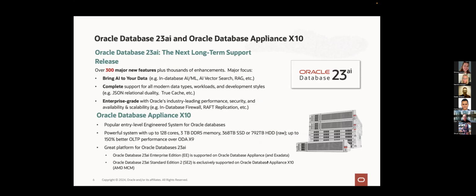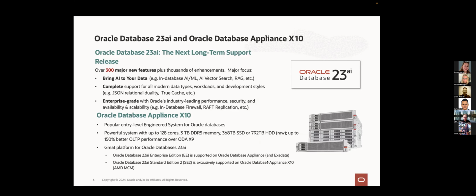Now, the new thing you probably hear a lot about is the Oracle Database version 23 AI. That's the latest Oracle database. What's important is that it's the next long-term support release for the Oracle database. Just like the 19c database, the 23 AI database is designed for long-term support, which means it will be supported for approximately 10 years. So most of our customers from 19c will migrate directly to this database.